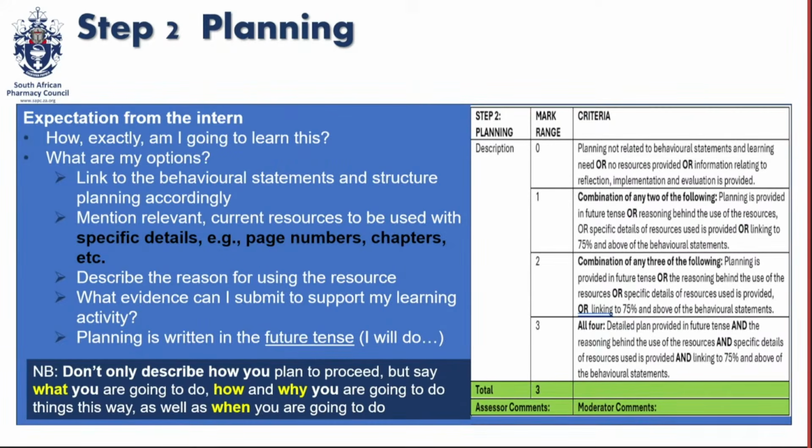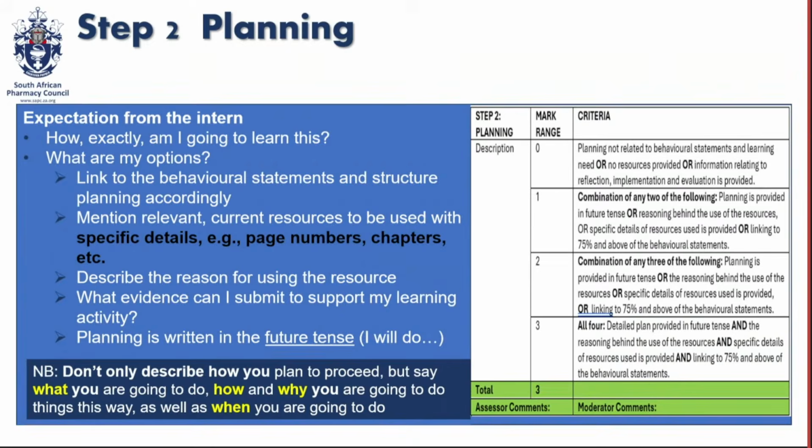So we want to be able to see page numbers, chapters. If it's the Act, we want to know which part of the Act. Is it 22A? Is it 22C, for example? Is it a regulation or is it part of the Act? So we want to see that depth of knowledge. And also importantly, for them to link it to each of the behavioral statements. So if they're using the Good Pharmacy Practice or the Pharmacy Act, in this 5.3 example, it should be linked to 5.3A, which is the behavioral statement. Then it gives the assessor and moderator an idea of where it is all linked together.